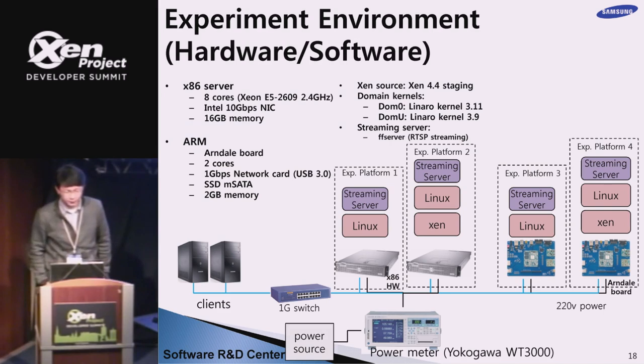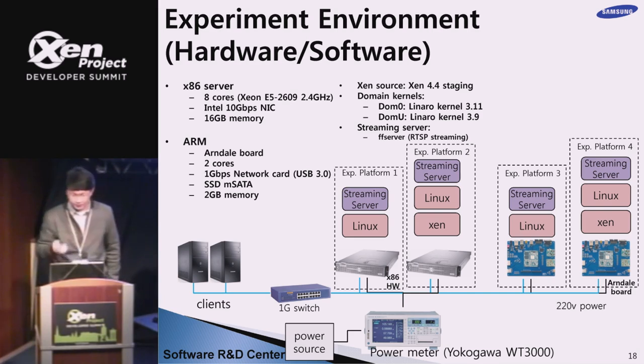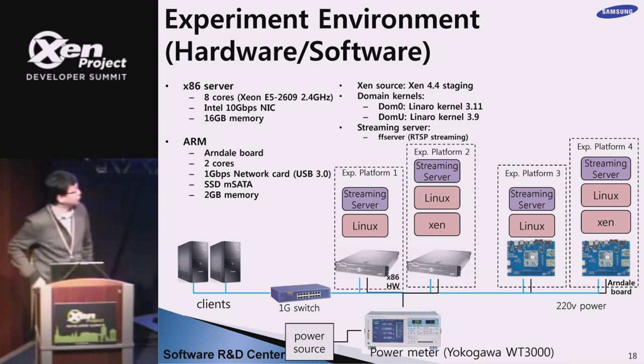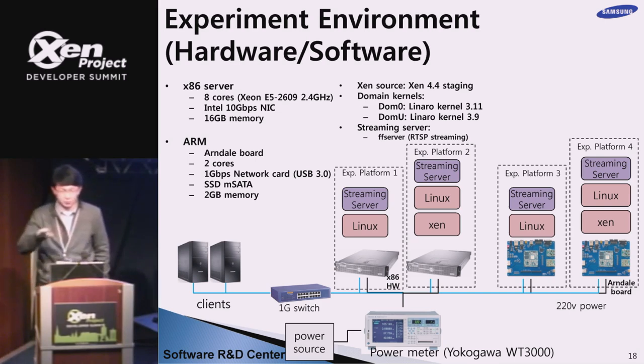So what have we done? We set up an x86 server, and we prepared the Arndale board, and we installed Xen on both, and we ran a streaming server in the guest domain and measured how many concurrent streaming clients those streaming servers can support. In the meanwhile, we also used a power meter to measure how many watts are consumed for supporting those numbers.